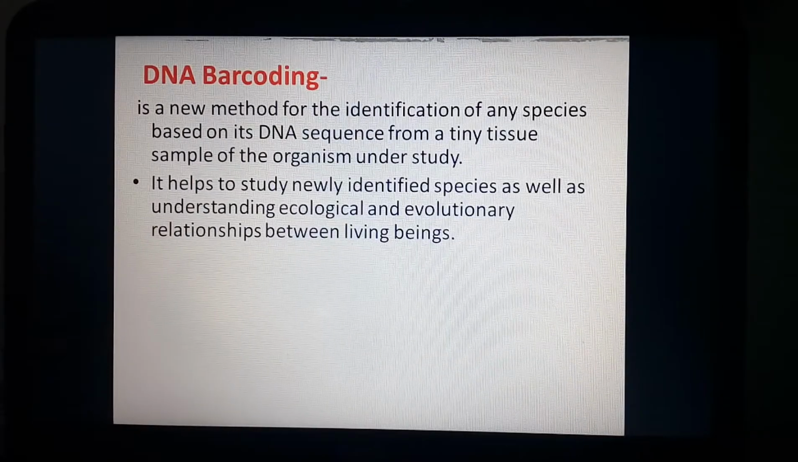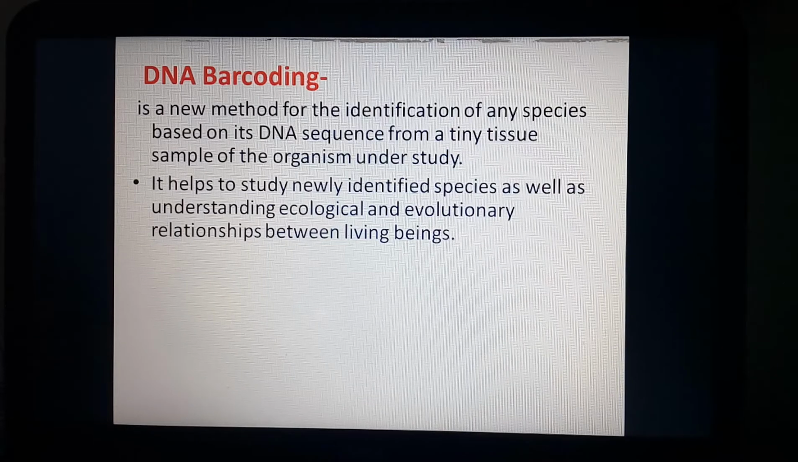It helps to study newly identified species. If any new organism is collected by the scientist, by the collector, then DNA barcoding is helpful for the identification of that species, that organism. Not only for identification, it is also helpful to understand the ecological and evolutionary relationships between living organisms, because DNA gives us a detailed account of protein synthesis, the proteins required, and the metabolic activities required to stay alive in the given ecological system.